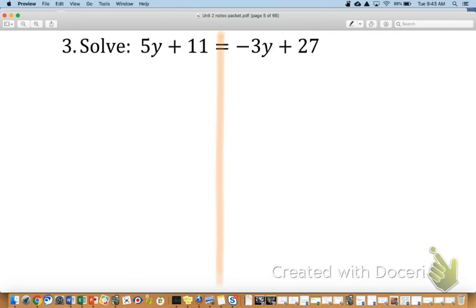I agree. But how would we do that? Like, what do you guys propose? Should I try to move that 5y over to the right side, or should I try to get the -3y over to the left side? Because we have a choice. Sasha, what do you think? I think you should add 3y. Okay, why did you pick that?